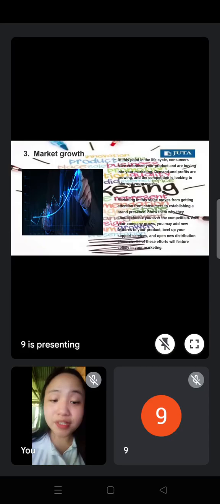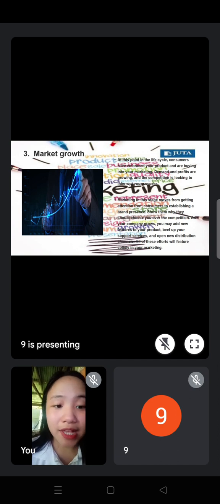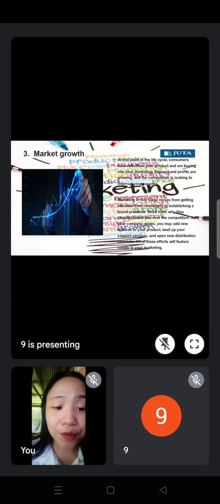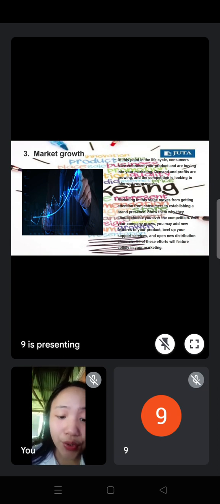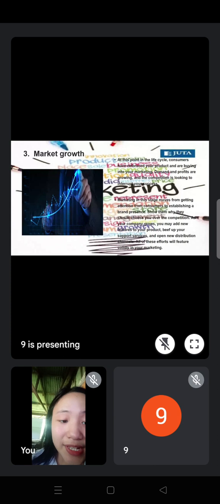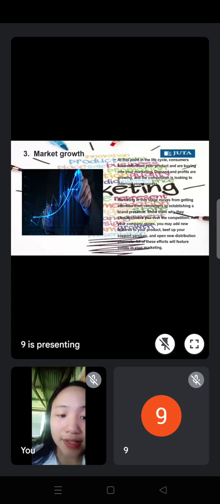The third one is market growth. At this point in the life cycle, consumers have embraced your product and are buying into your marketing. Demand and profits are growing, and the competition is looking to interrupt your success. Marketing in this stage moves from getting attention from consumers to establishing a brand presence. Show them why they should choose you over the competition. As your company grows, you may add new features to your product, beef up your support services, and open to new distribution channels. All of these efforts will feature solidly in your marketing.